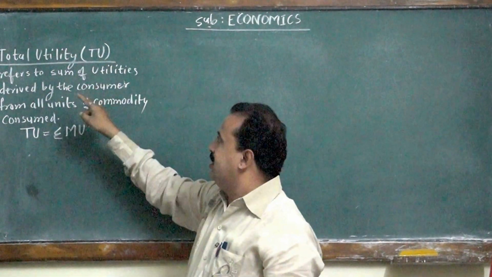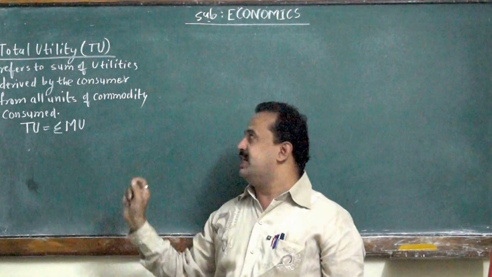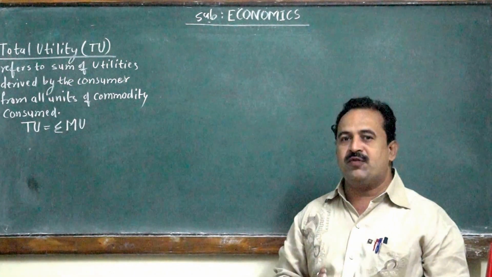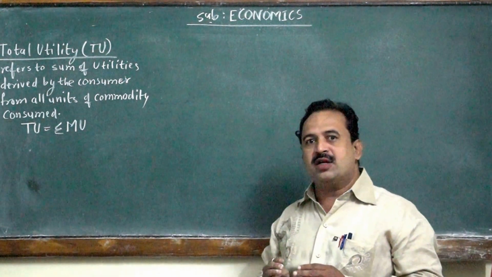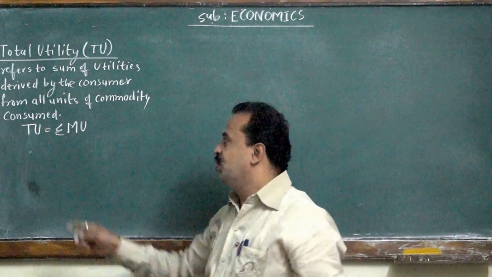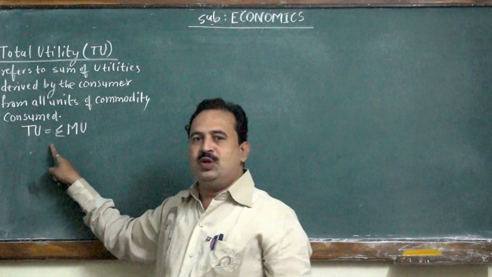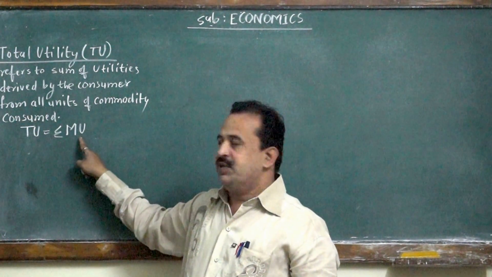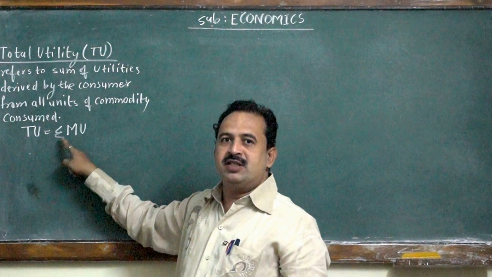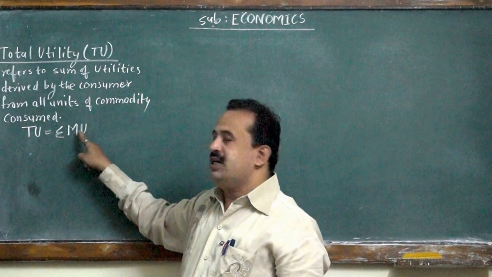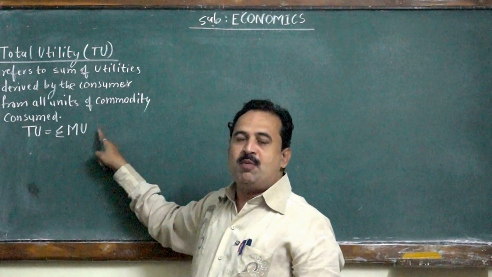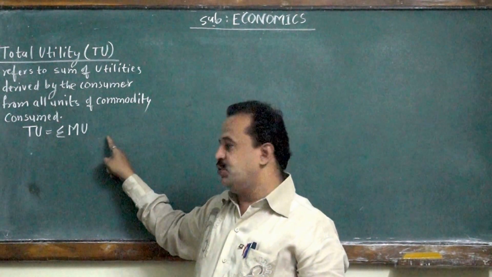Total utility refers to the sum of utilities derived by the consumer from all units consumed by the consumer. So, total utility is equal to sigma marginal utility. Sigma means the total of marginal utilities of commodities consumed by the consumer.